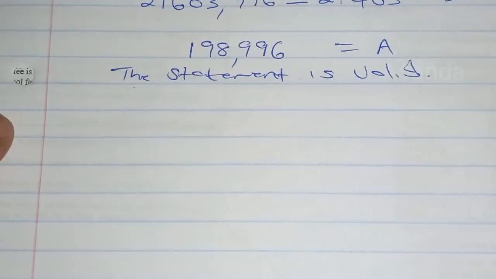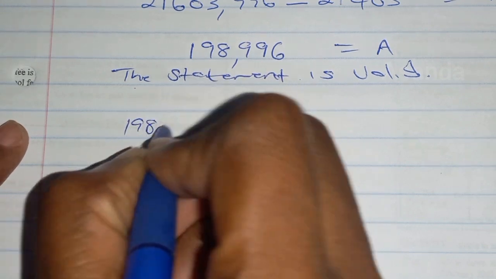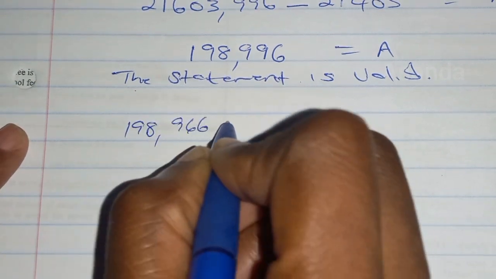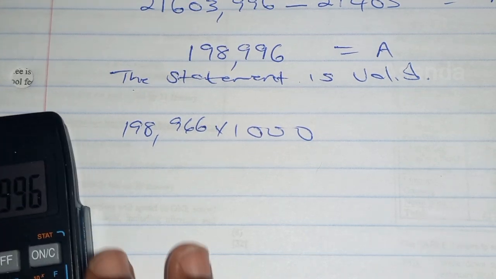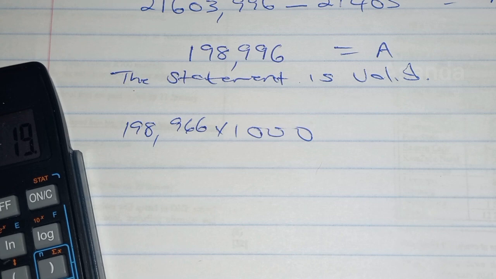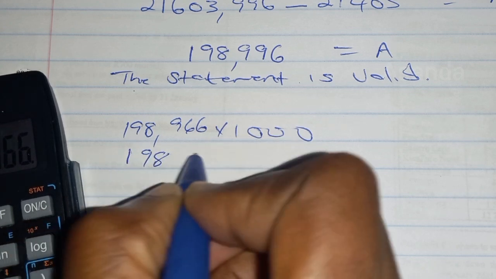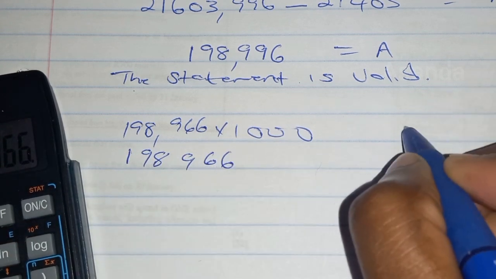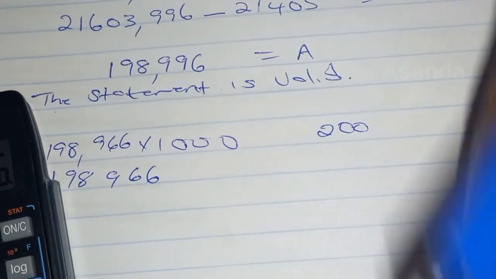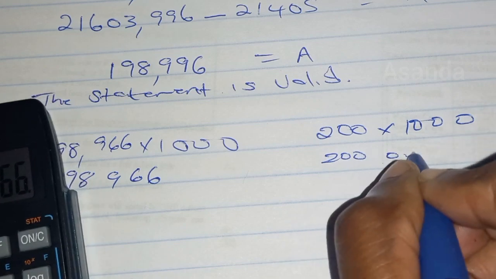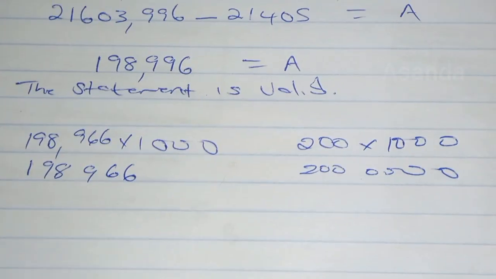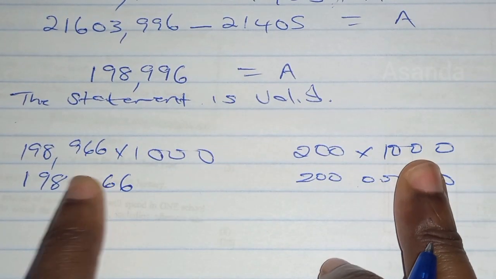Let me show you what I mean. Look, 198.966 multiplied by 1,000 is 198,966, whereas 200 multiplied by 1,000 is 200,000. Right? So I'd say this is less than 200,000.